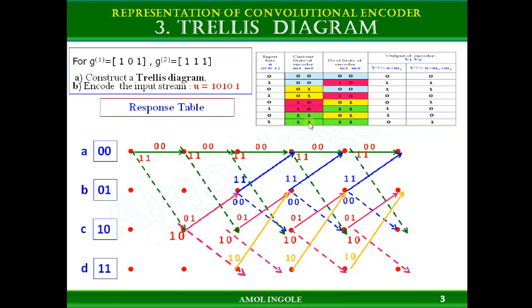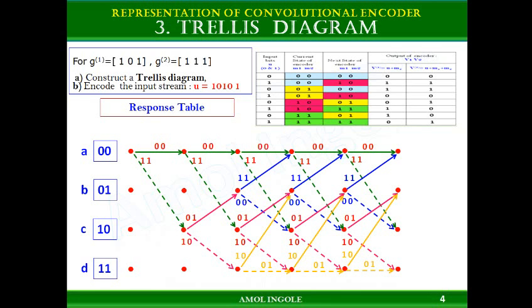So this can be shown with a straight dotted line like this. From 1 1 you will be in the same state, there won't be any state change. So no state change will be shown with a horizontal line like this. Dotted line is used because input bit is one. This 0 1 represents the corresponding output. So this is how you can complete the trellis diagram using the response table.